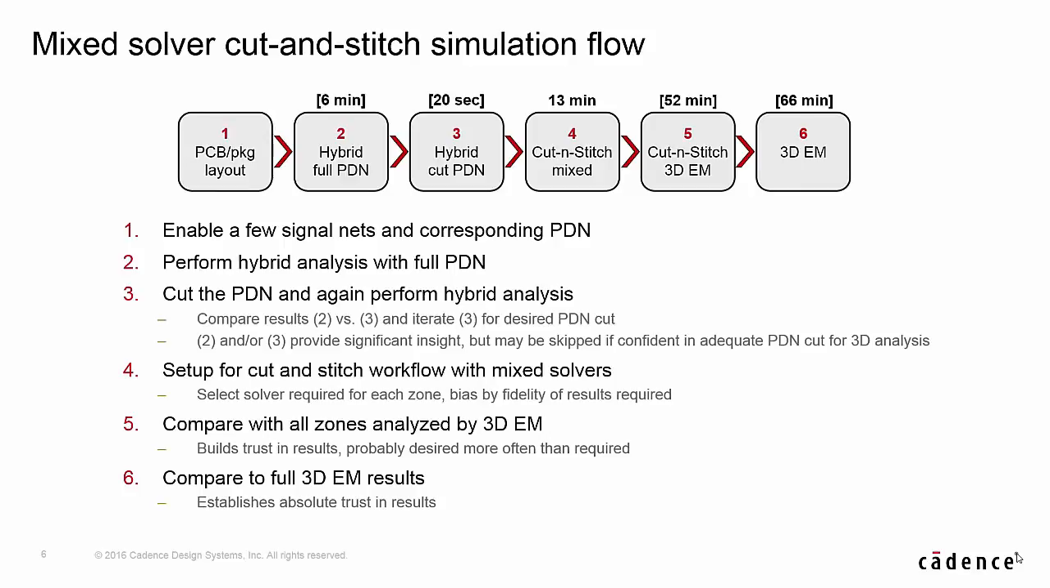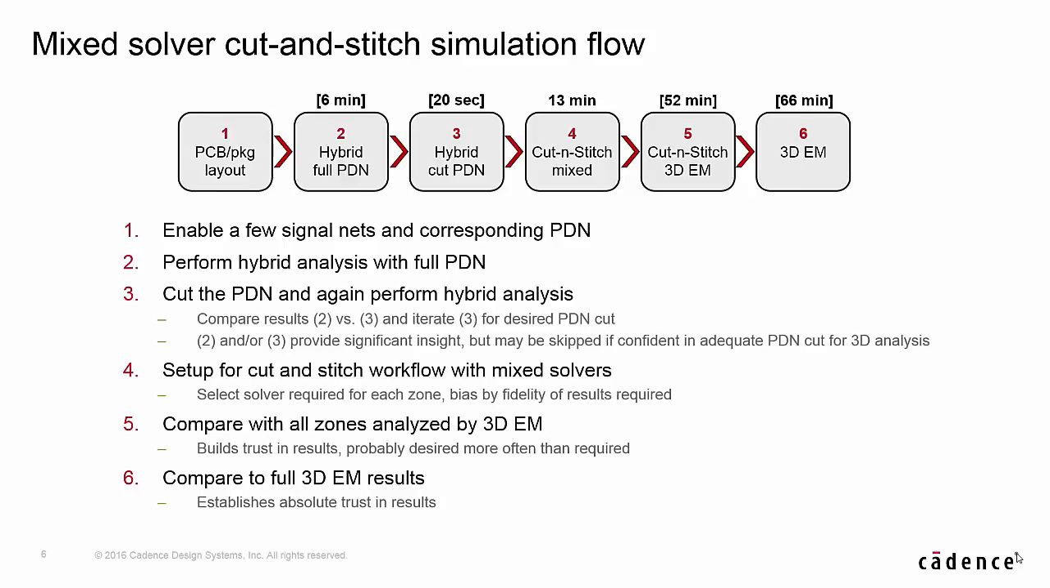If these results compare well, then you're certain you haven't excluded PDN effects, such as a resonance, or that you haven't cut away too much of the design to get good local simulation results. Step 4. Perform a mixed solver cut and stitch simulation.